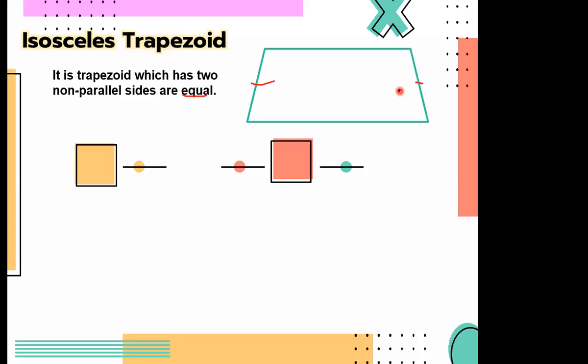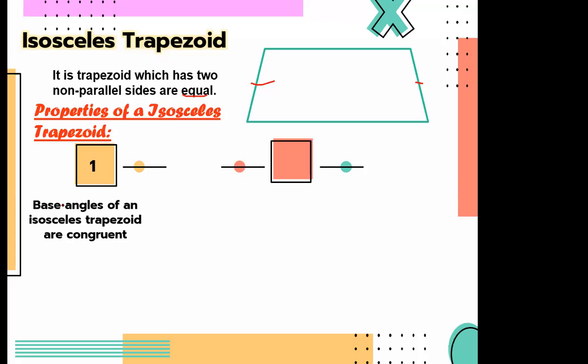Understand? Now, what are the properties of an isosceles trapezoid? The first property of an isosceles trapezoid is that the base angles of an isosceles trapezoid are congruent. Now, what are base angles? First of all, you should know what the bases are here. This is the base and this is the base. So the angles which are on the base side, you will say that these angles are base angles. So the base angles of an isosceles trapezoid are congruent. That is, angle A will be equal to angle B and angle C will be equal to angle D.